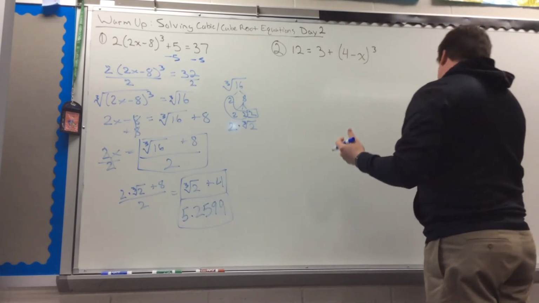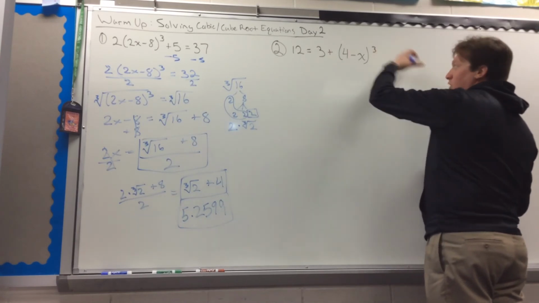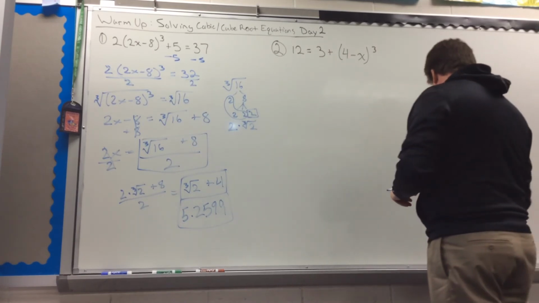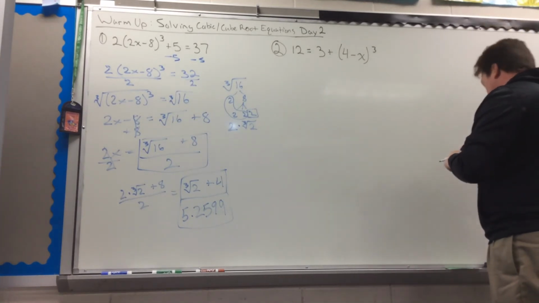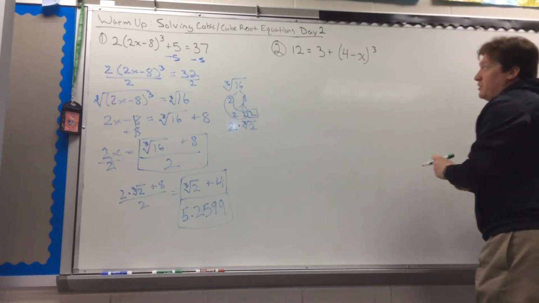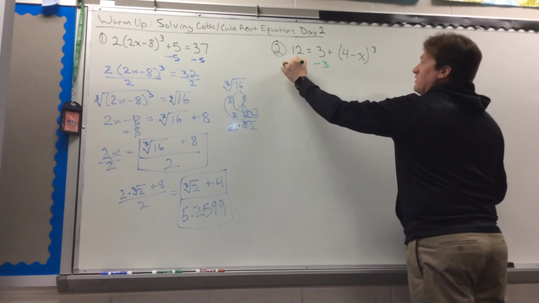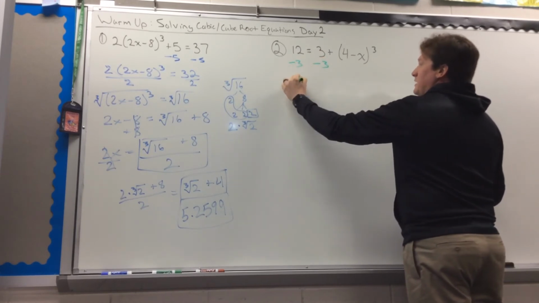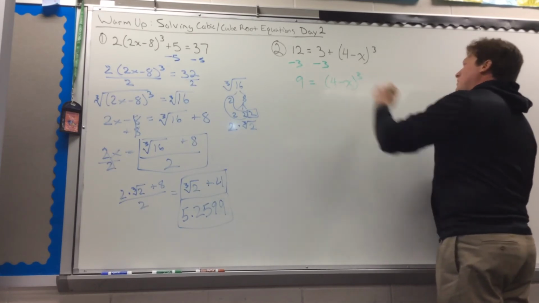I did the same exact type of question, except I jumbled up the numbers and brought the cube over to the opposite side. So what I'm going to do with this question is treat it exactly the same. I want to get the cube by itself. When I get the cube by itself, I'm going to go ahead and subtract 3 on both sides. And that's going to give me 9 is equal to (4 minus x) cubed.